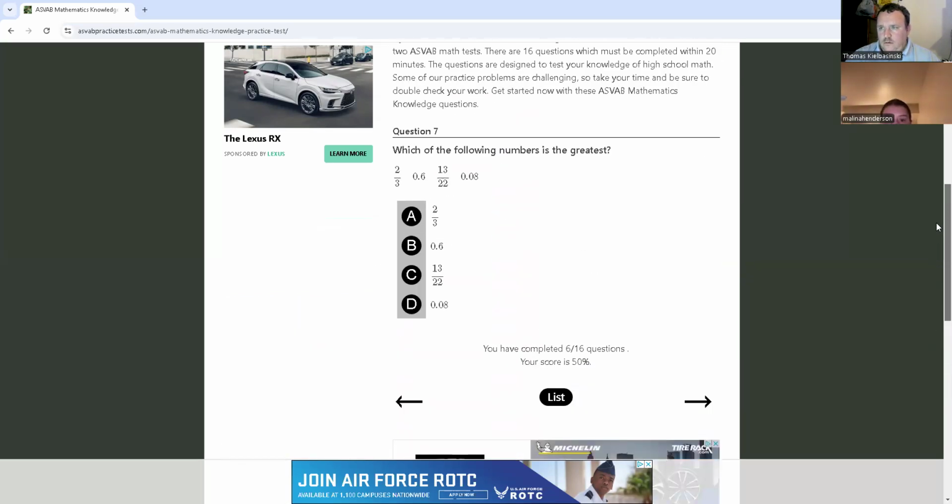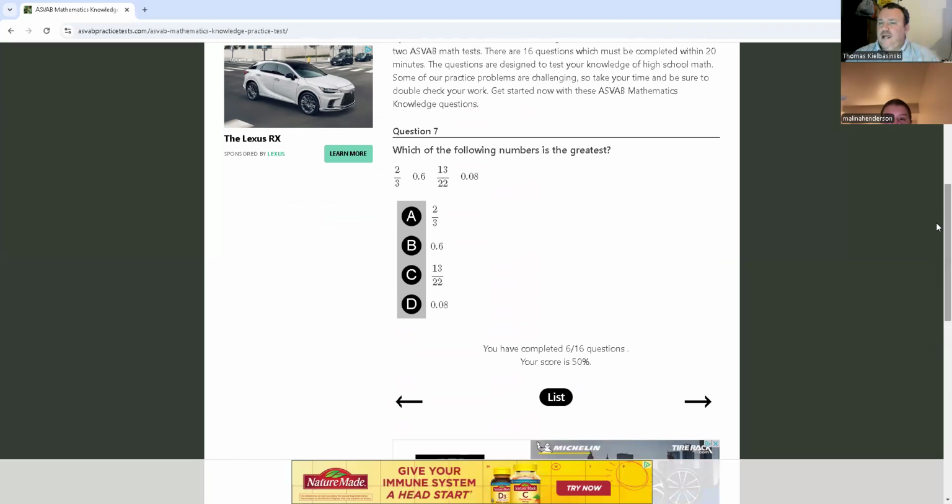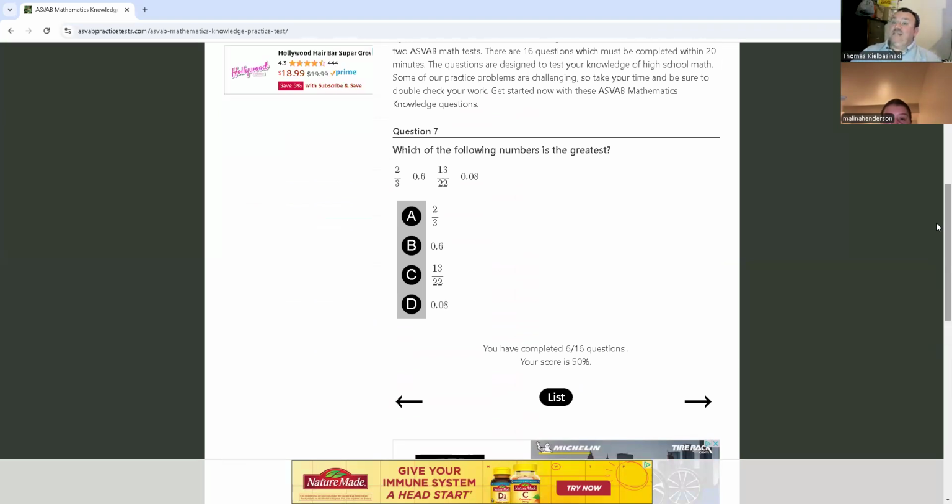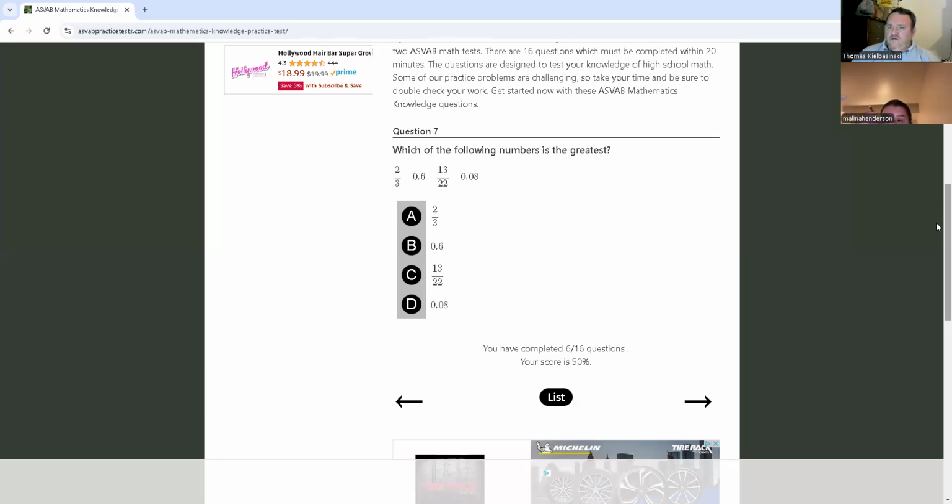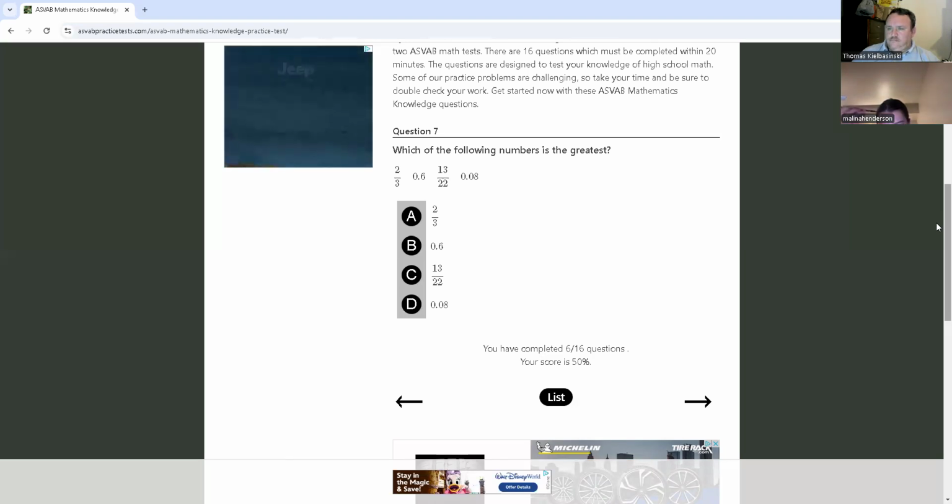And here you go. Which of the following numbers is the greatest? So we have fractions and decimals. What does 2 over 3 stand for as a percentage or a decimal? 13 over 22. I don't think it would be D. I would guess 2 over 3. Is that your final answer? Yeah.